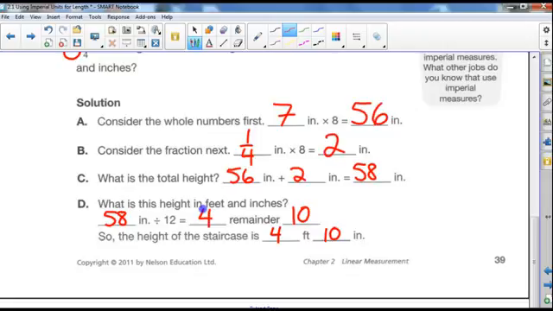Do the practice on 2.1 and see if you can get her done. All right.